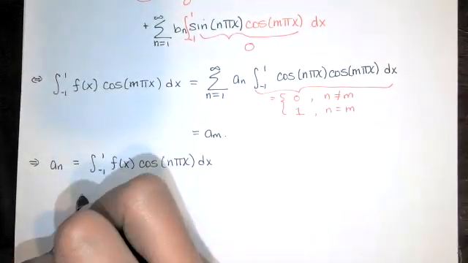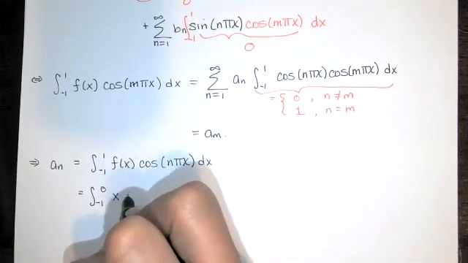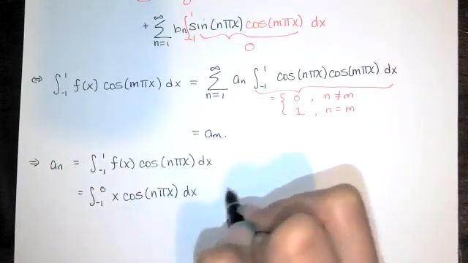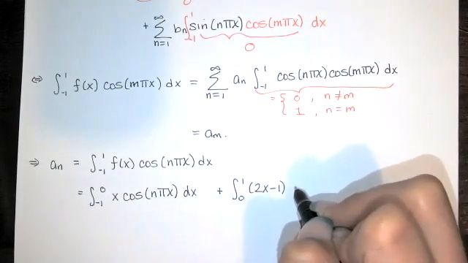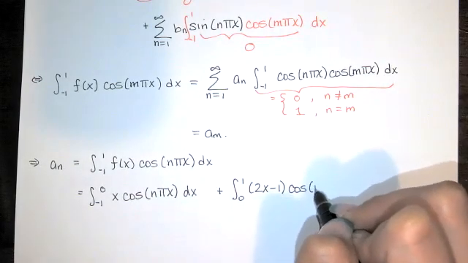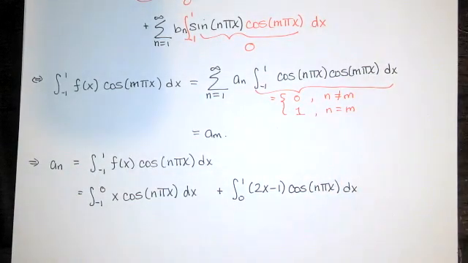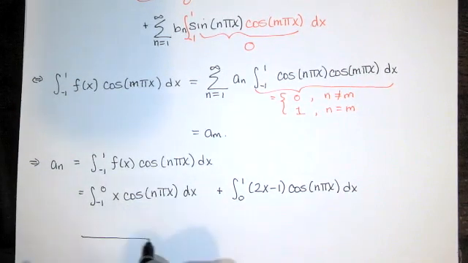And our function f was defined in two pieces. On the interval from -1 to 1, it was x. So we substitute that in. And on the interval from 0 to 1, it was 2x minus 1. So we substitute that in. And you'll use integration by parts. We often use integration by parts for Fourier series. Since I've got a polynomial times a cosine function, I'll use tabular.